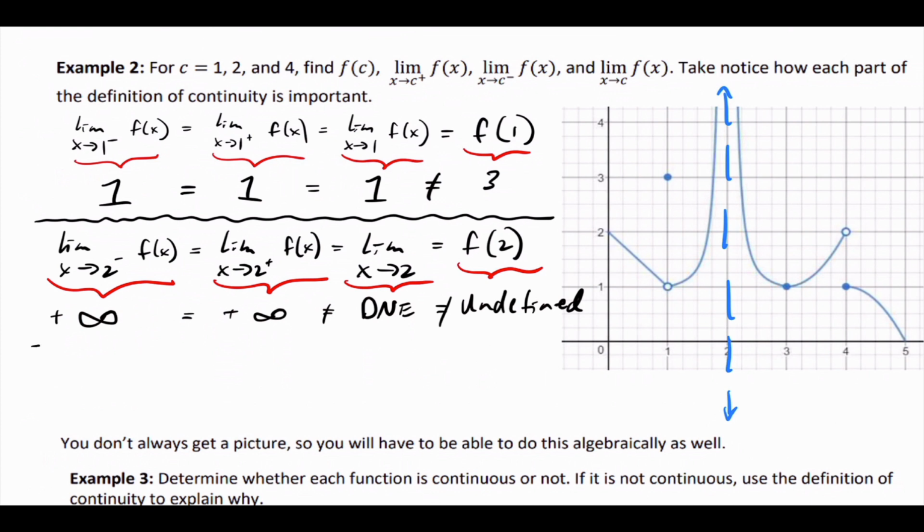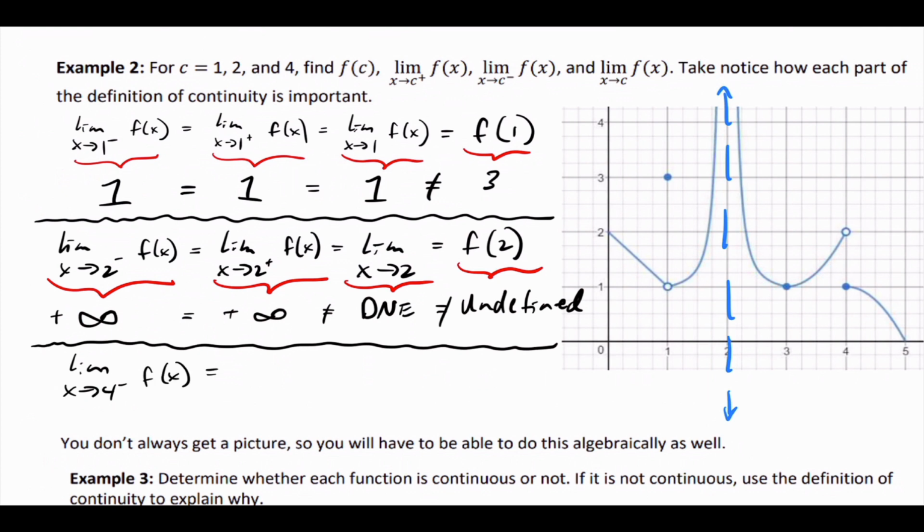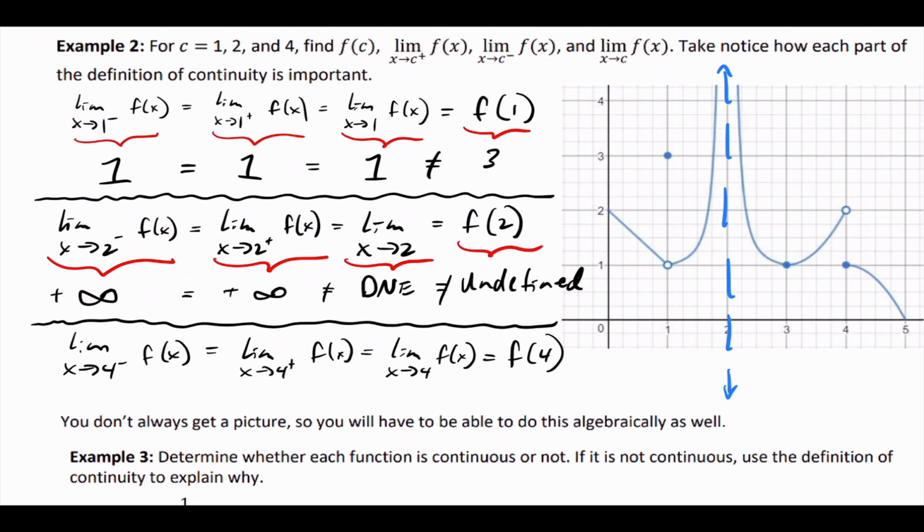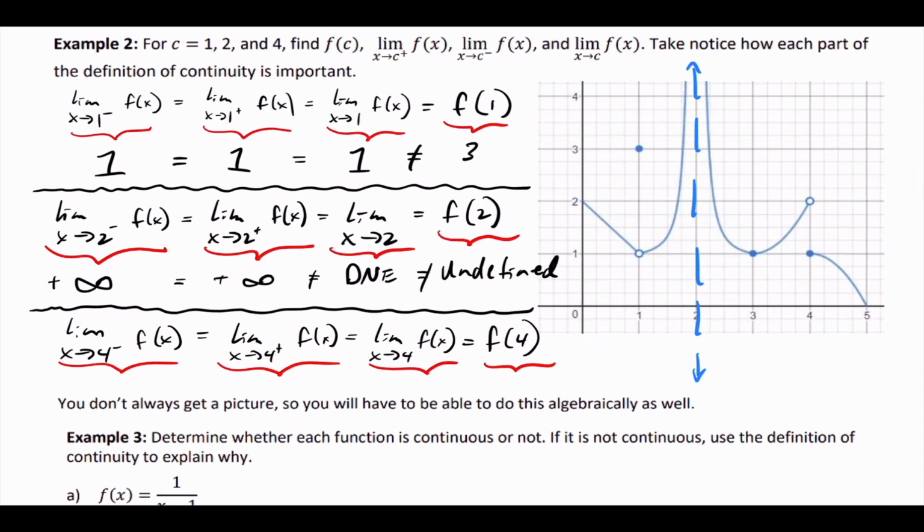All right, now I want you to do it for the last one. Do it for 4. So the limit as x approaches 4 from the left, the limit as x approaches 4 from the right, the overall limit, and then f of 4. We know at least one of them won't equal each other because it's not continuous. Which one will it be? Or which ones will it be?